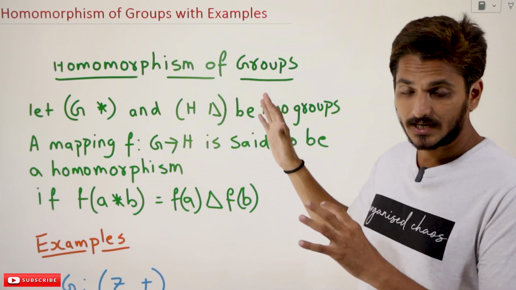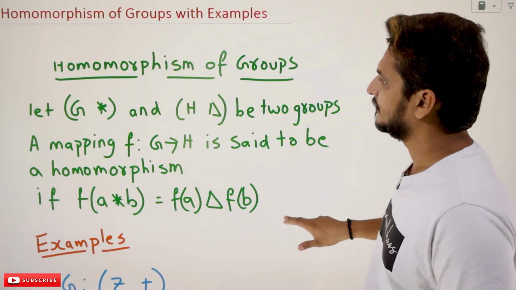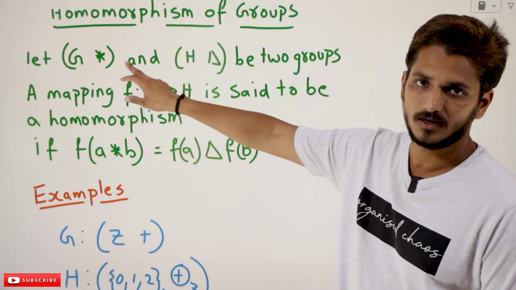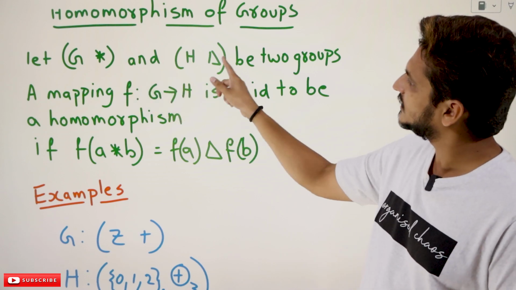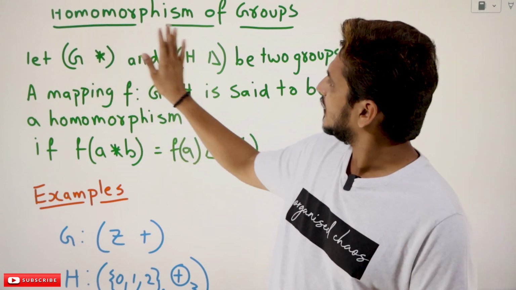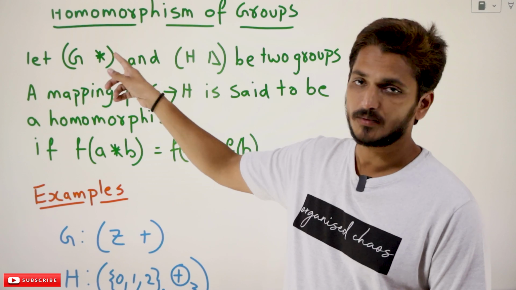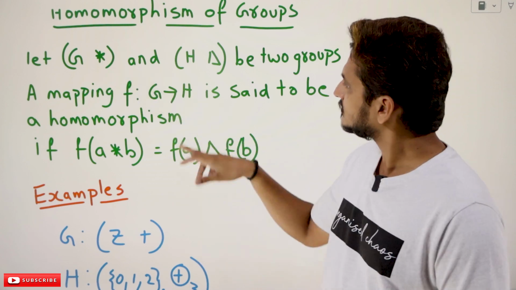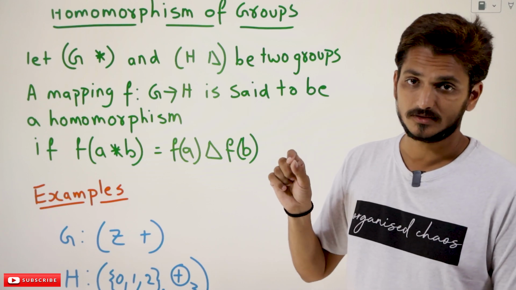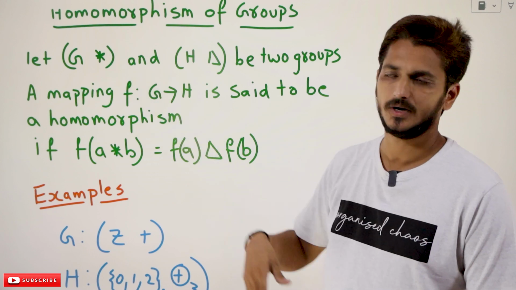homomorphism of groups. Let's understand the definition, but with an example you are going to get good clarity. Let (G, star) and (H, delta) be two groups. So this is one group and this is the second group. G is the set of elements and star is the binary operation. H is the set of elements and delta is the binary operation. See here, two different operations.